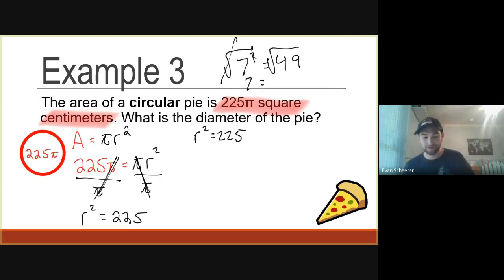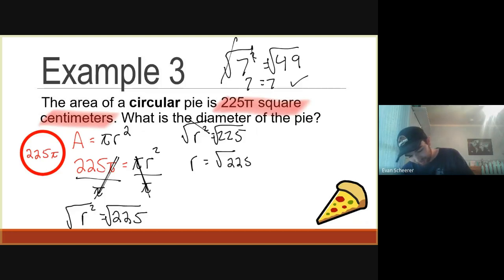Now, what's the square root of 49? 7. So it works. So taking a square root cancels out an exponent. So I'm going to take the square root of both sides. Now, these cancel out. So r equals the square root of 225.